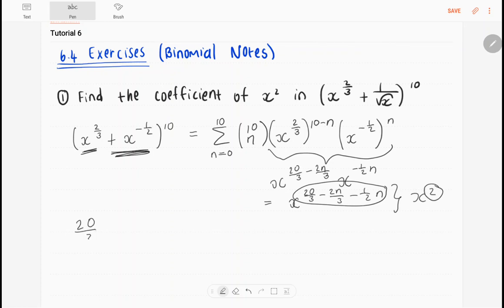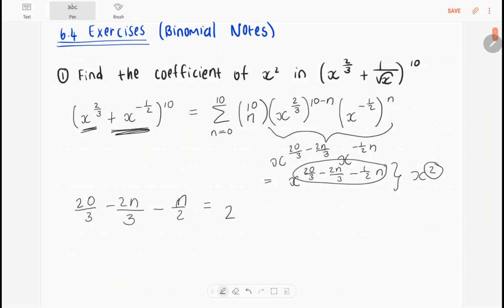So 20 over 3 minus 2n over 3 minus a half n, I'm just going to write it as n over 2, has to equal 2. So I'm going to take all of my terms containing an n to the right and all of my terms not containing an n to the left. So on the left I have 20 over 3 minus 2, but I'm also just going to write my 2 as 6 over 3, so that I have 20 minus 6 over 3.